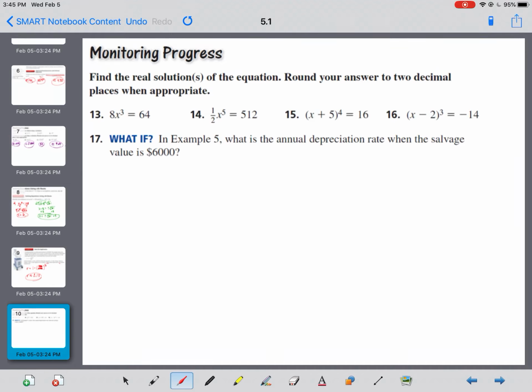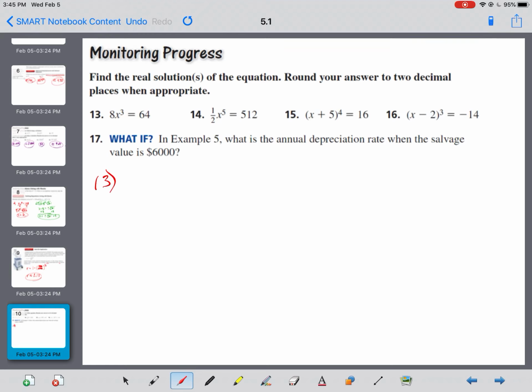Find the real solutions of the equation. Round your answer to 2 decimal places when appropriate. So try 13, 14, 15, 16. And 17 uses that same equation, except they changed the value of the salvage value. So just plug that other one in. Try them right now. Come back and see what happens.